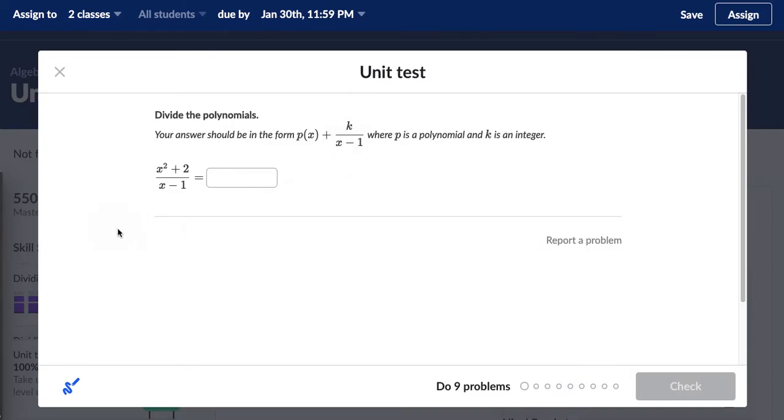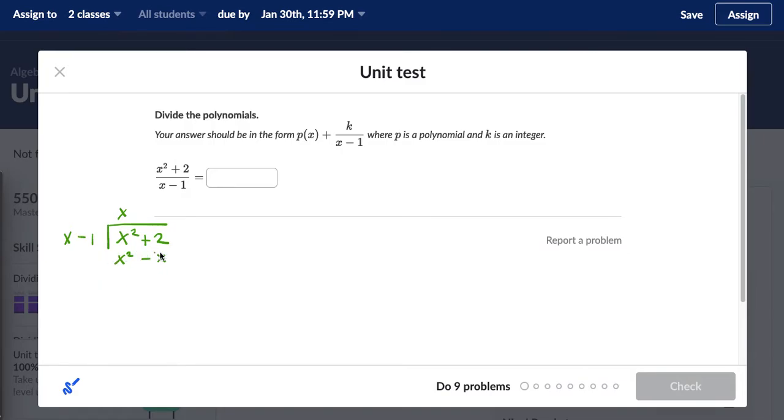Okay, so with long division, we take our x squared plus 2, and we are going to long divide that by x minus 1. Now, with long division, all you ever need to do is divide by the first term in the polynomial, whether it's a longer polynomial or a binomial like this. So x squared divided by x is x, and x times x is, of course, x squared, and x times negative 1 is negative x.